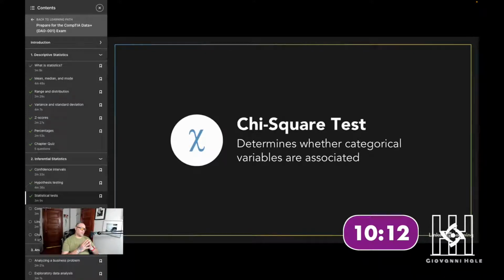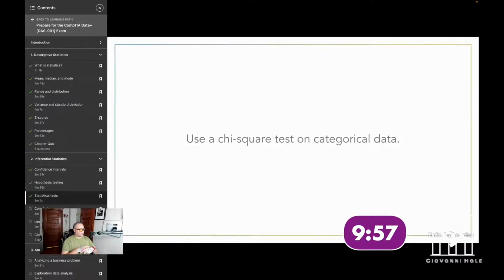Now, the CompTIA exam objectives for Data Plus write out this term CHI using the standard English alphabet. Chi is actually a Greek letter that uses the symbol shown here. You might see this either way, so be sure that you know the Greek letter chi. You generally use a chi-square test when your null hypothesis is about categorical variables. Let's look at an example.